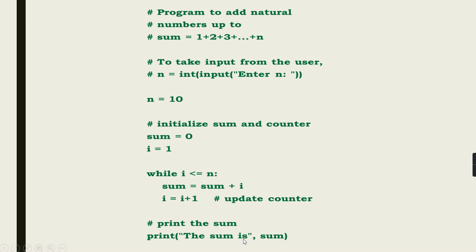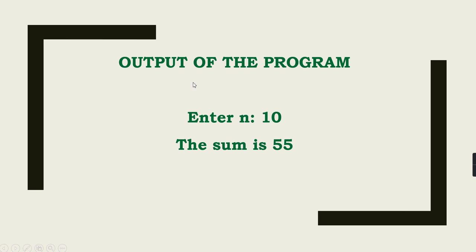Now sum in quotes is a message, and here sum is a variable, so its value will be printed. So this is how you can make a program to add the first 10 natural numbers, and here the while loop is used to repeat these two statements n number of times. Now the output of this program will be enter n 10, and the sum is 55.